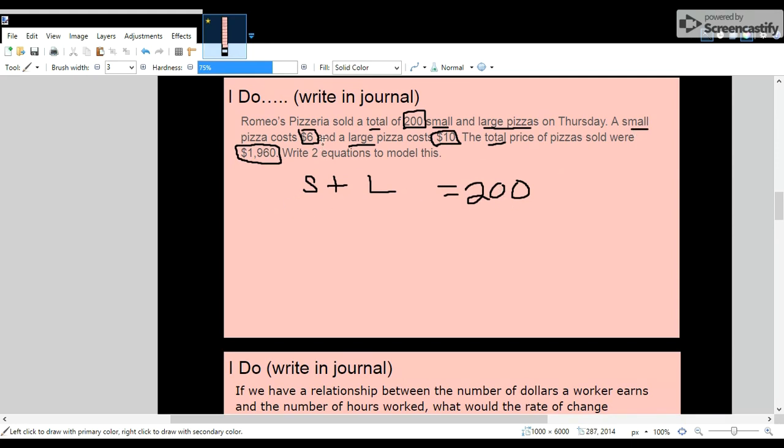Now, small pizzas cost $6. So let's put 6 times S, $6 per small pizza sold. The large pizza is $10, so we'll have 10 times L. The total price was $1,960. That is the system of two equations for this example.